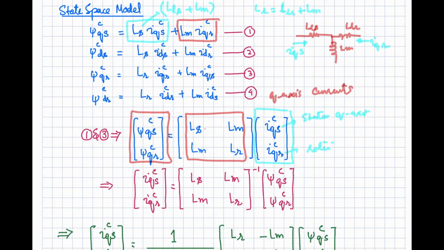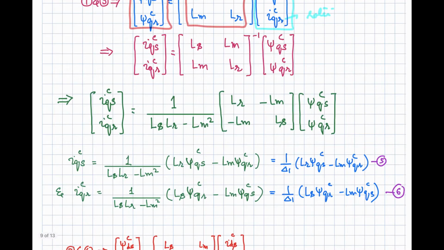Now if the flux linkages are known and you want to find the currents, you can rearrange this equation. IQS and IQR can be written as the inverse of this matrix into this one. How to take the inverse? It is simply a 2 cross 2 matrix. The determinant of this matrix is Ls into Lr minus Lm square, and the adjoint of this matrix is Lr, minus Lm, and Ls. The signs are changed here and their positions are swapped in this matrix.